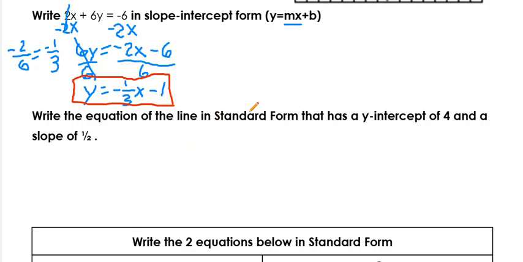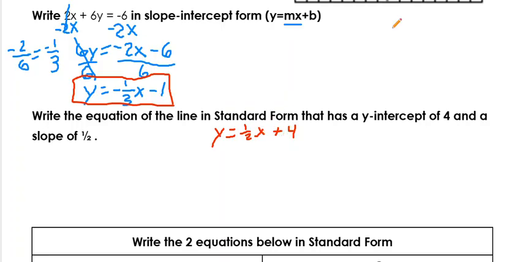It says, write an equation in standard form that has a y-intercept of 4 and a slope of 1/2. Okay, so standard form doesn't tell us the slope. So we can't just write it right away in standard form. So what we have to do here is we have to write it in slope-intercept form. So y equals 1/2 x, that's a half, that's a 2. And then my y-intercept is 4, so plus 4.